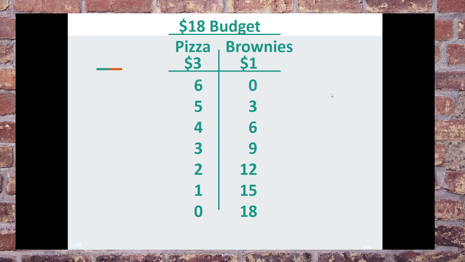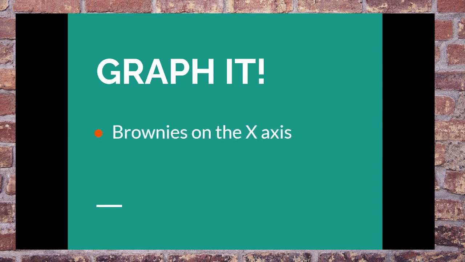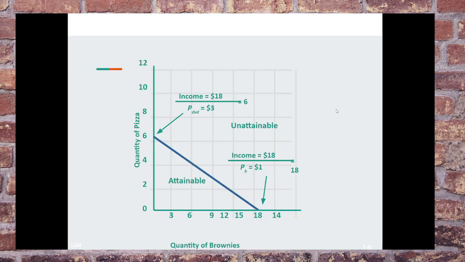Okay, so that's what the graph looks like. Then what I would like you to do, seeing that you're at home, is maybe take a moment to do this. Graph that chart. You have brownies on the x-axis. You have pizza on the y-axis. All right, so if you graph that, take a moment, pause the video. All right, as you turn the video back on, how many of you actually shut the video off? All right, so here's the line, right?